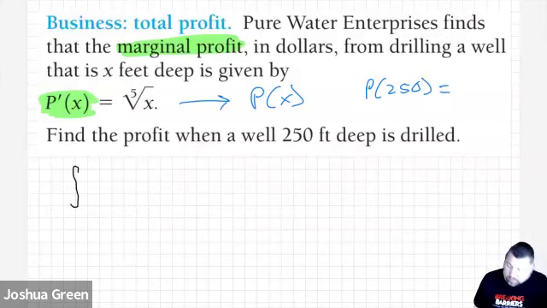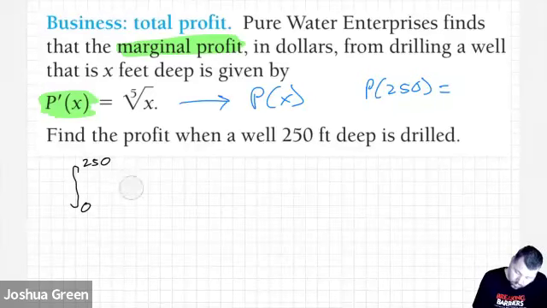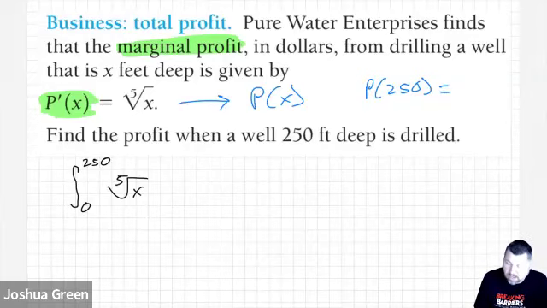Just make sure you see here, we're starting off with a brand new well, so we're going to be digging from 0 to 250 feet, and we're given the marginal profit is the fifth root of the value X. Just make sure you see X is how deep the well is.